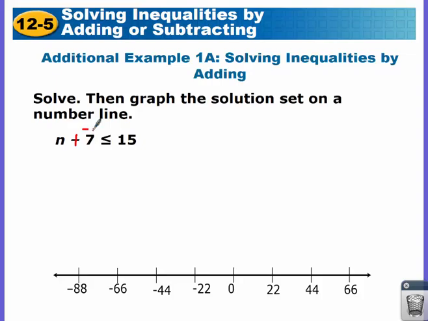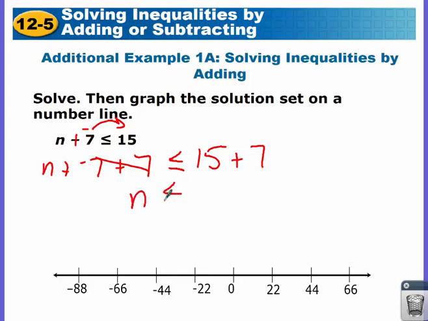So I need to get rid of this -7. I need to move it to the other side. So we do n plus -7 plus positive 7 to get rid of it is less than or equal to 15. And if I add something to one side, I must add it to the other. Okay, so now we simplify each side. My 7's go away. I'm left with n is less than or equal to, and then 15 plus 7 gives me 22.